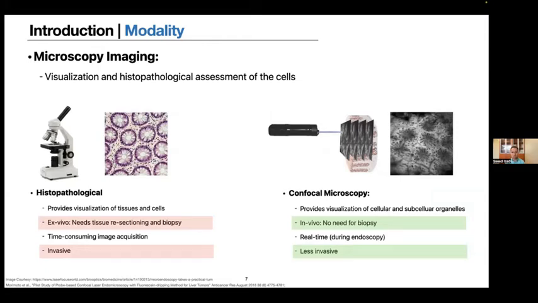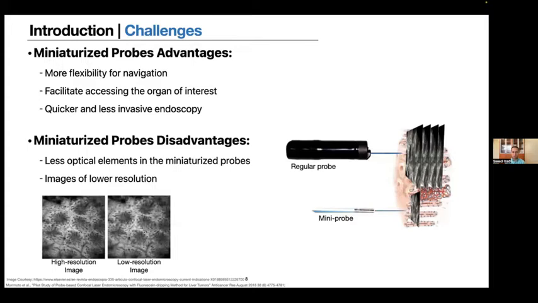For instance, the image acquisition procedure is performed in vivo, which means there is no need for biopsy during the image acquisition. Also, the imaging procedure is less invasive compared to standalone histopathological microscopes. Since confocal microscopy imaging is conducted during an endoscopic procedure, the size of the probe has been found to be a matter of concern for patients and clinicians.